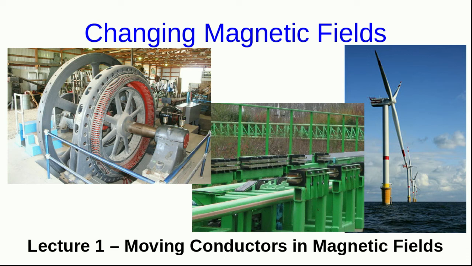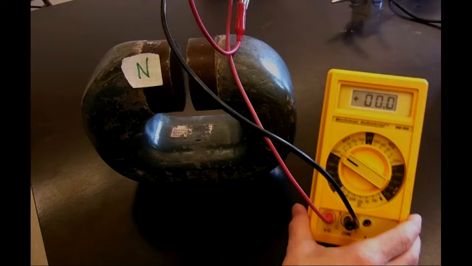Hello and welcome to Lecture 1 of Changing Magnetic Fields in Phys 1204. In this video lecture, we're going to see that something somewhat unexpected happens when conductors move through magnetic fields. We're going to start with an observation.